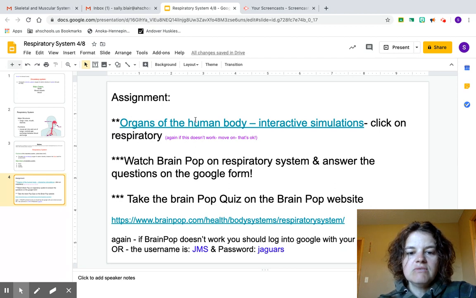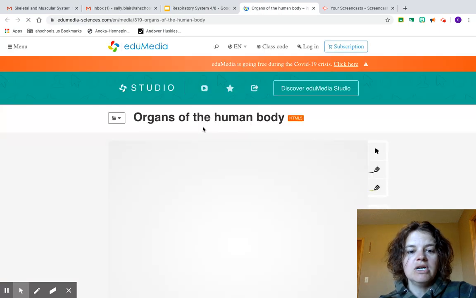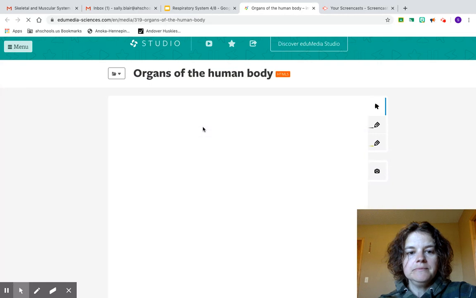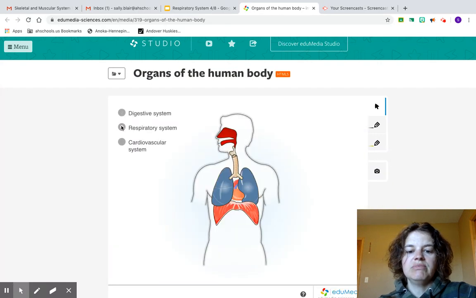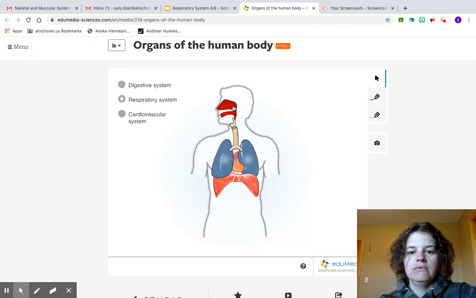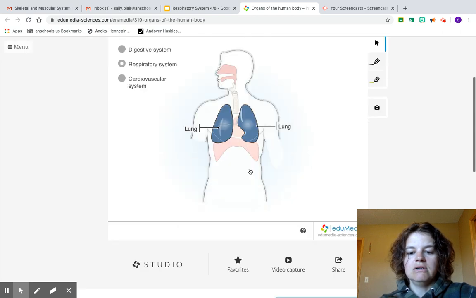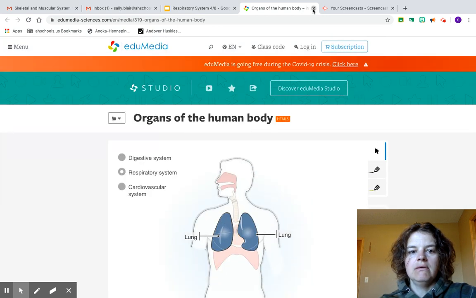If this link doesn't work, don't worry about it, but it is really cool. You've done this website before. When we go on to here, organs of the human body, you just want to make sure you click on respiratory. This will show you the parts that you can click on. Your diaphragm is actually what moves your lungs, that's kind of cool. You can play around with that.